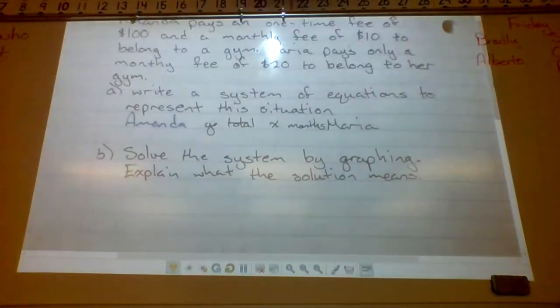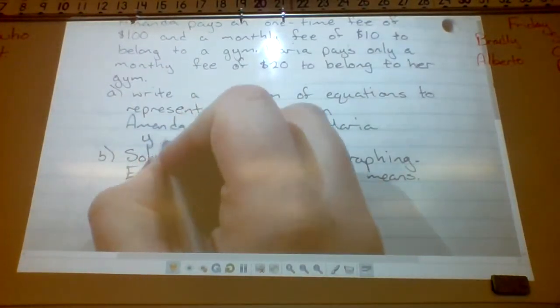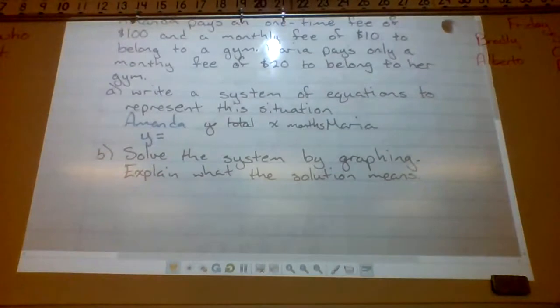That goes for both of them. I don't care if we're talking about Amanda or Maria. They are both talking about total cost and months. So we're going to write this out. Amanda, to get her total cost, we have Y equals. We have to follow that form of Y equals MX plus B. It will help us so much on this graphing.